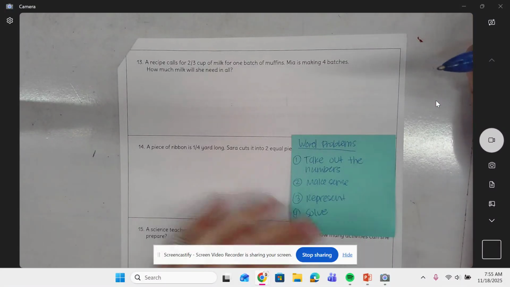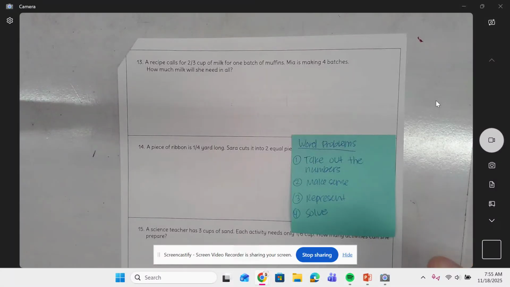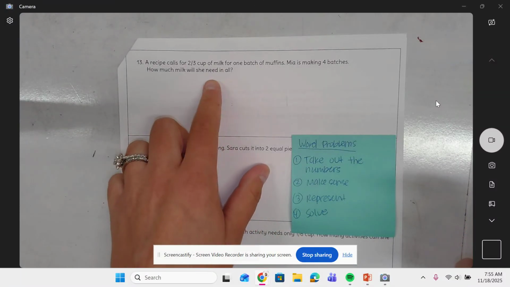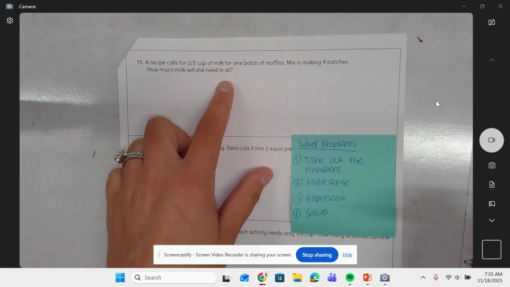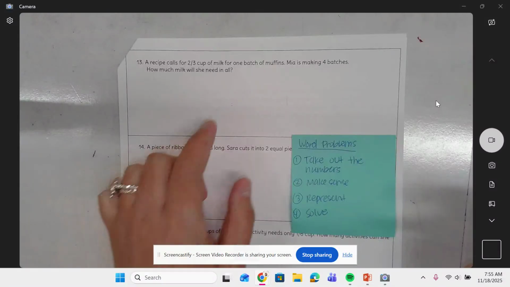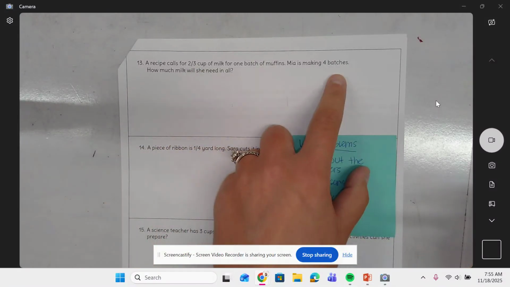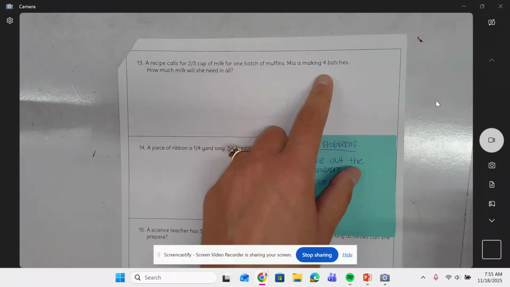So like in this question, it says that a recipe calls for 2/3 a cup of milk for one batch of muffins. Mia's making 4 batches. How much milk will she need in all? What a lot of the kids do is they will resort to just seeing a keyword "in all," and they've been taught that "in all" means adding. So they'll do 2/3 plus 4 and get 4 and 2/3 when this is not an addition problem.